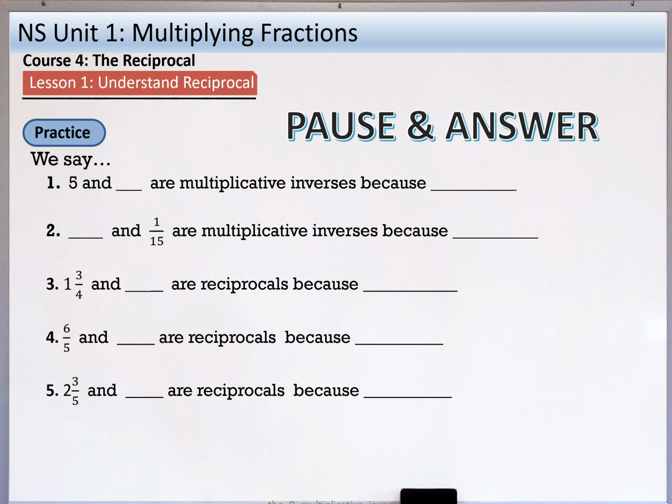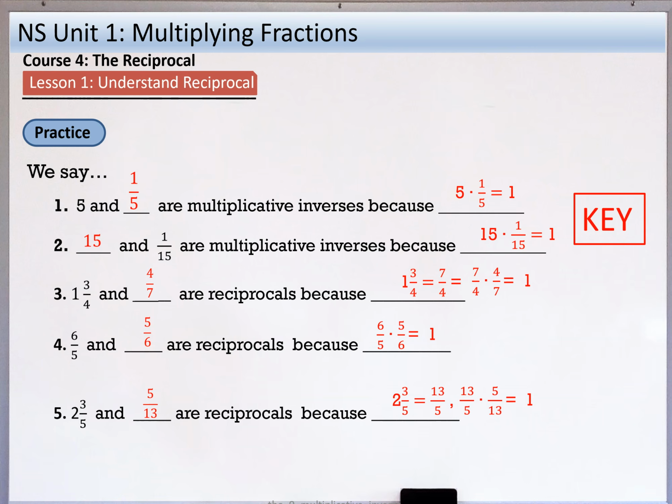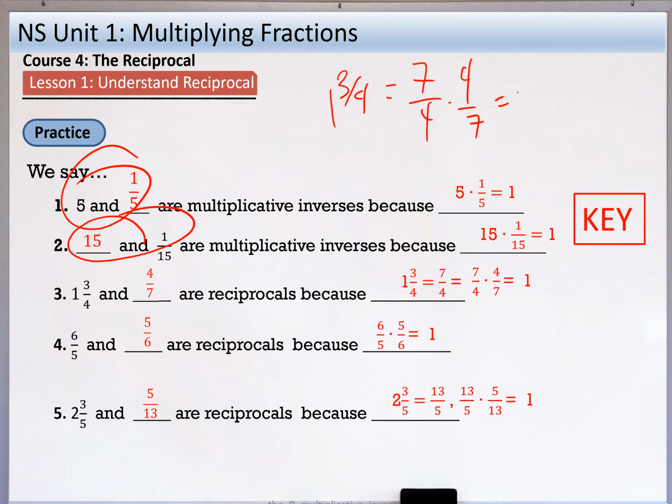Okay, real quickly, pause and answer these questions for me. 5 and 1/5 are multiplicative inverses. 15 and 1/15 are multiplicative inverses. For 1 3/4 and 4/7, to see the multiplicative inverse of 1 3/4, I have to convert that to an improper fraction first. And I see that as 7/4. So the multiplicative inverse would be 4/7. For 6/5, I invert it. My reciprocal is 5/6.